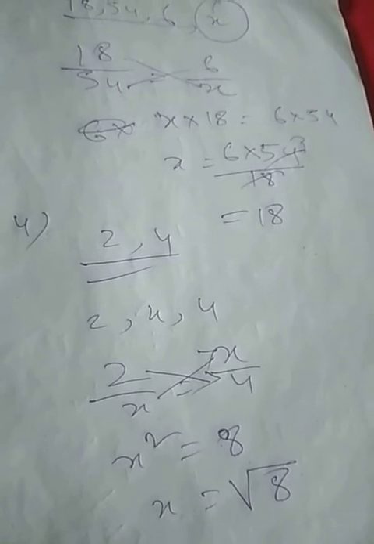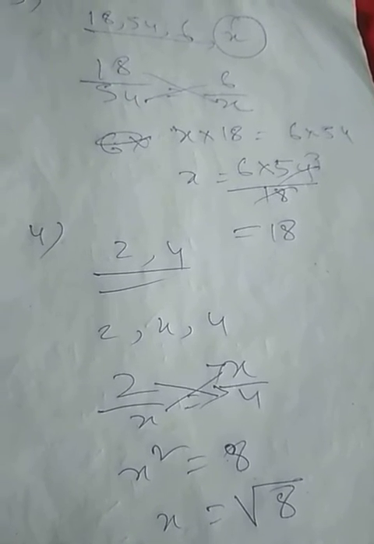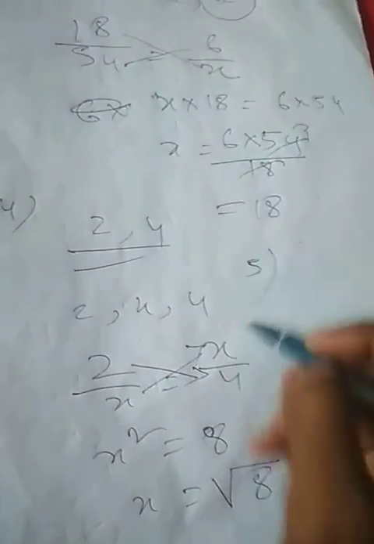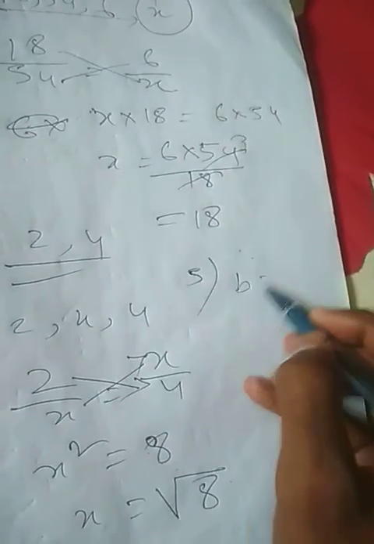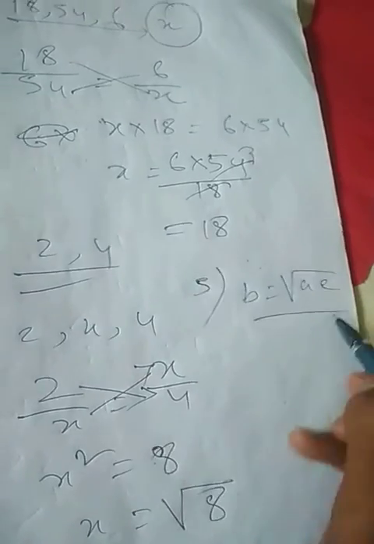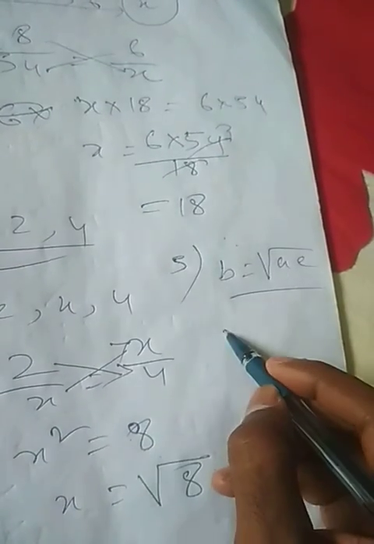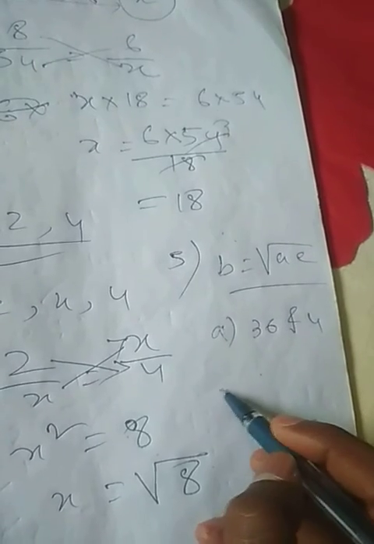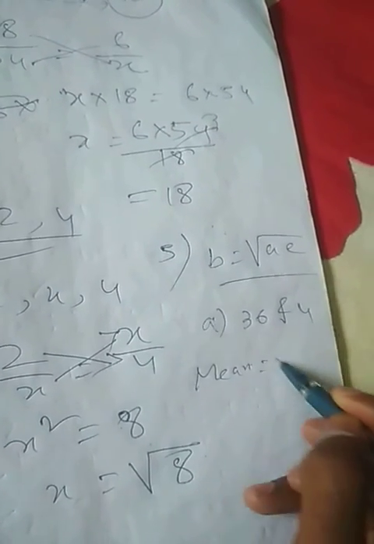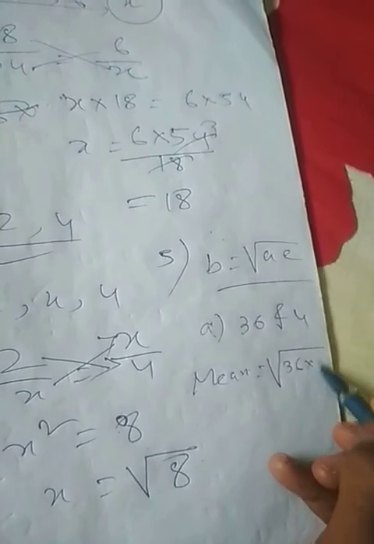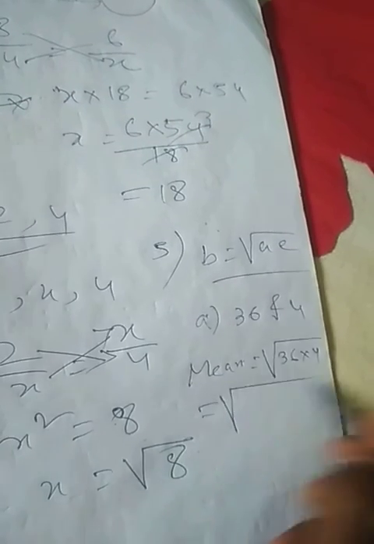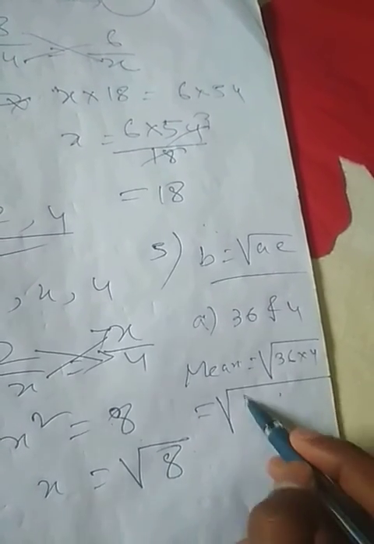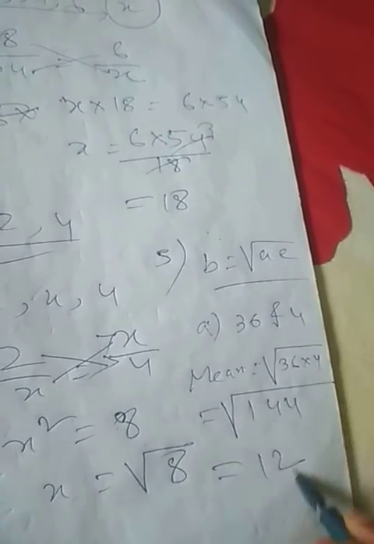Okay, whatever you have learned, that is known. One more maths you should learn. Number 5. It is said find the mean proportion. I know the mean proportion, B equal to root over AC. This is the formula. Like there are two numbers given, 36 and 4. Find the mean. Mean is here root over 36 into 4. Now if you multiply that, that is 144, root is 12. So here mean is 12.